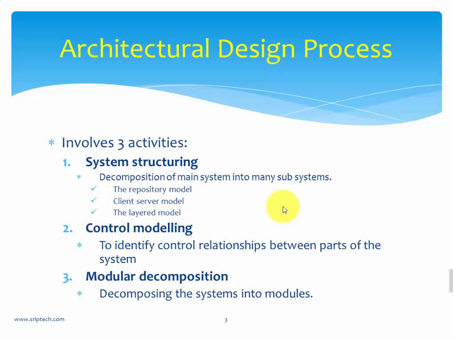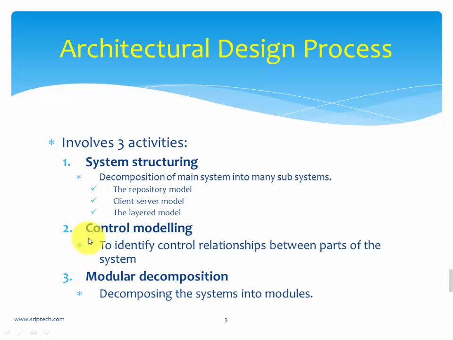We know what system structuring is, and we have dealt with it elaborately in my previous session. If you haven't watched that session, please go watch it, and you can come back and review this session. Now, what exactly is system structuring? To put it in a nutshell, system structuring is basically breaking down the entire system into a number of subsystems. And in order to do that, we have seen so many supporting models like the repository model, the client server model, and the layered model.